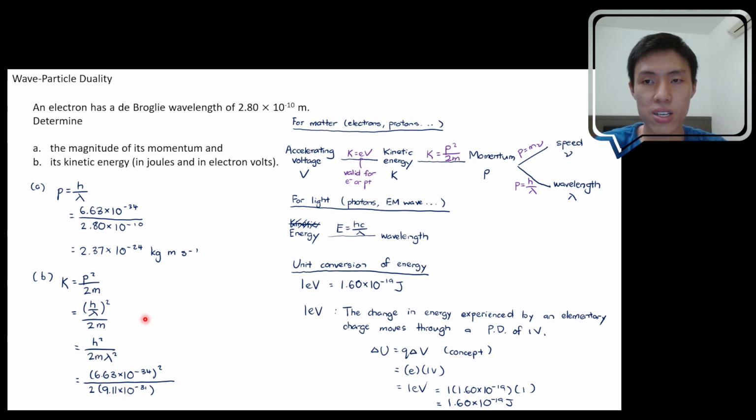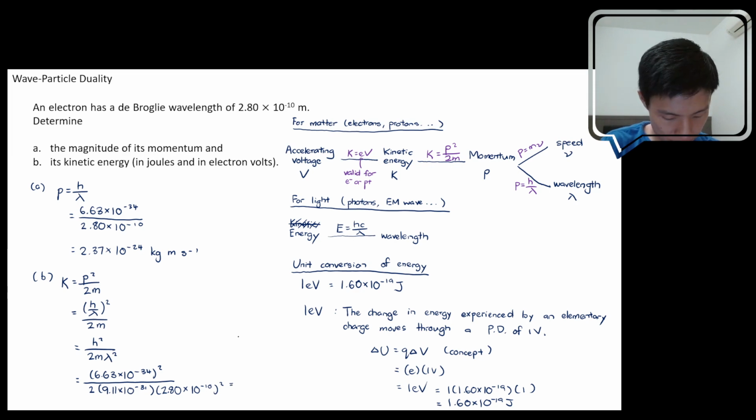For lambda over here, we have the lambda given to us, so we substitute it in: 2.80 times 10 to the power negative 10. Then you need to square it, because that's the equation: the square for both the Planck constant and the wavelength. If you put everything inside your calculator, you get an answer of 3.08 times 10 to the power of negative 18 joule, which you can continue to convert to eV because that's what they want.